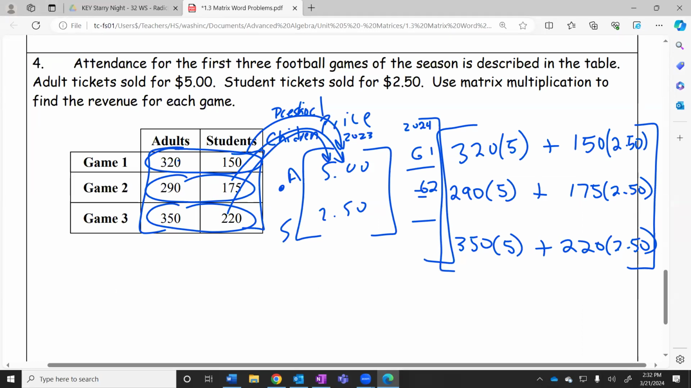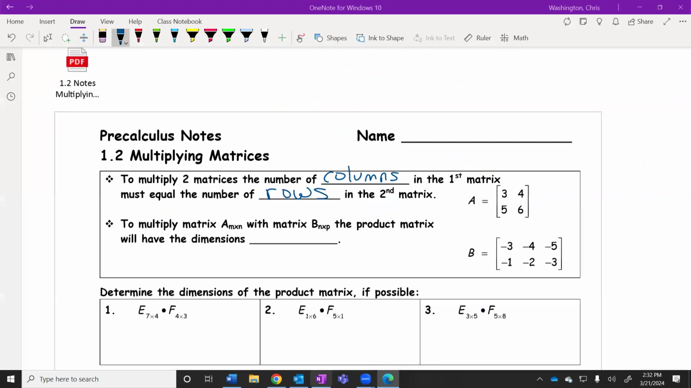But I didn't tell you the price. Can you figure out how much money you made if we know how many preschool children bought tickets, but we don't know the price we sold those tickets at? You can't multiply those because now the number of columns, 1, 2, 3 columns, does not equal 2 rows. I would need an extra row, the price of a child ticket, in order to do that multiplication. So the number of columns has to equal the number of rows.